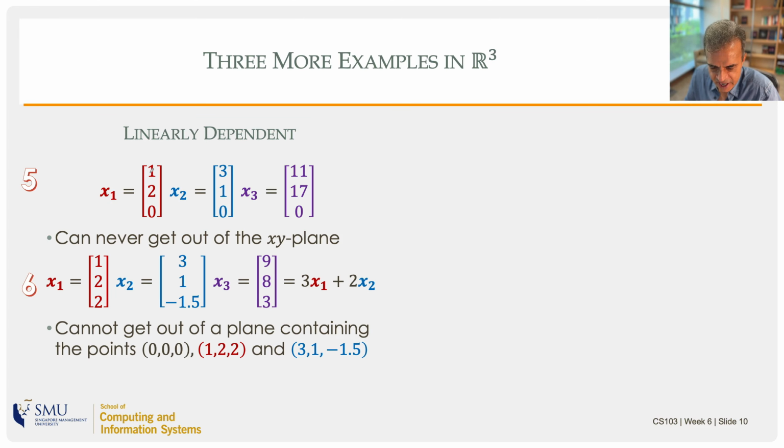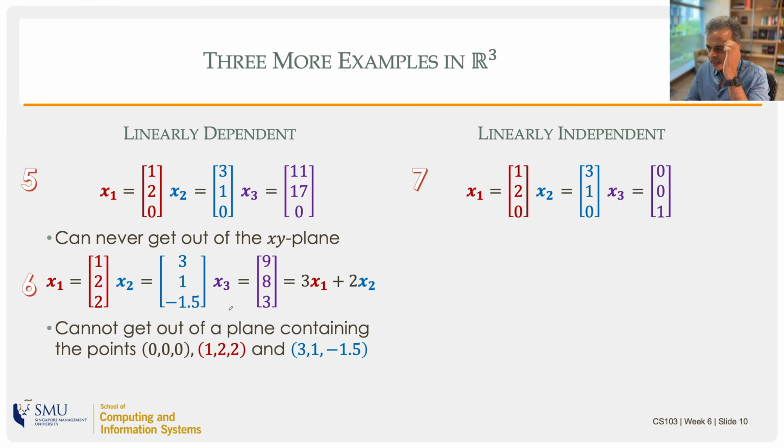Now let me take example number 6 where you have 3 vectors, but this time I chose x3 carefully so that it is a linear combination of x1 and x2. So I know that if I did Gaussian elimination on a matrix containing these 3 vectors as columns, I will get rank 2 because I know that the third column is linearly dependent on the other 2. So I have only 2 linearly independent vectors, so the rank is 2. So I cannot get out of the plane defined by 3 points. 3 points, as you know, define a plane. This is my red vector, this is my blue vector, and the origin. And the purple vector will be on that plane.